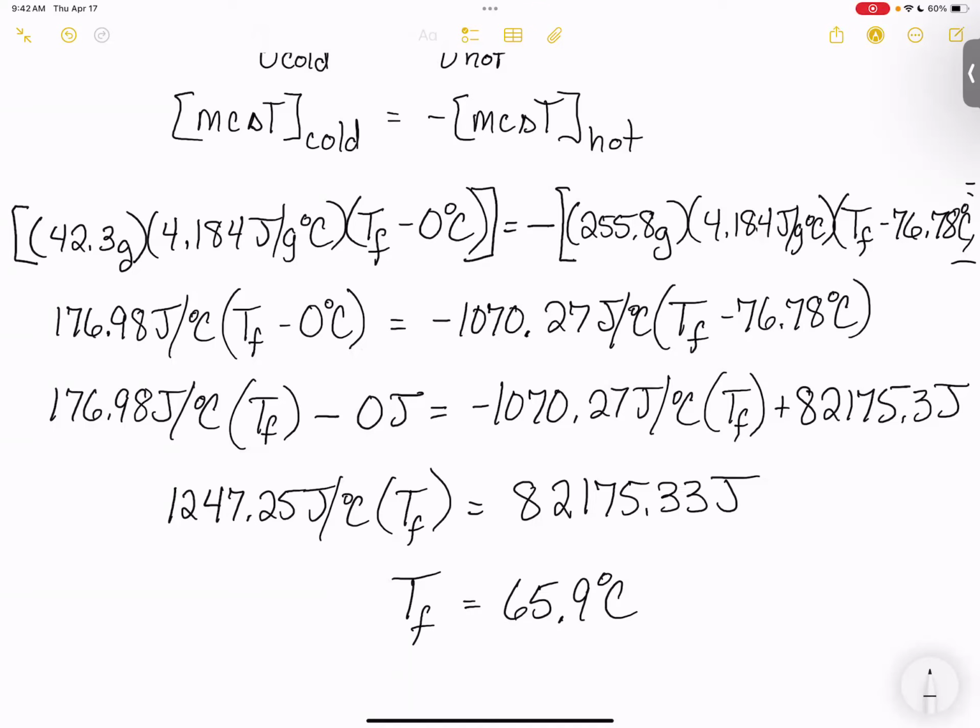The heat from the left side has to be the same as the heat from the right side, but they are opposite in signs.